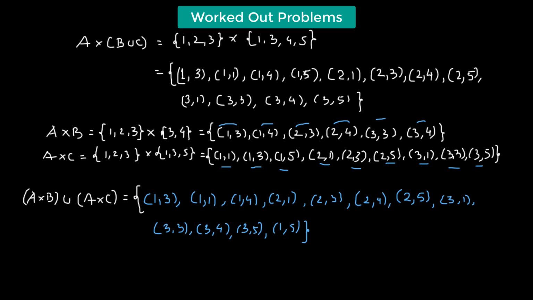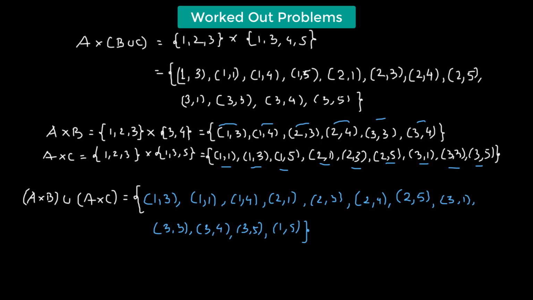Now here we have (1, 4). One was repeating, (2, 1), (2, 1). So we have 1, 2, 3, 4, 5, 6, 7, 8, 9, 10, 11, 12. 12 elements. Oh, that's fine. So we have 12 equal elements in both. So this verifies that the left hand side is equal to the right hand side.